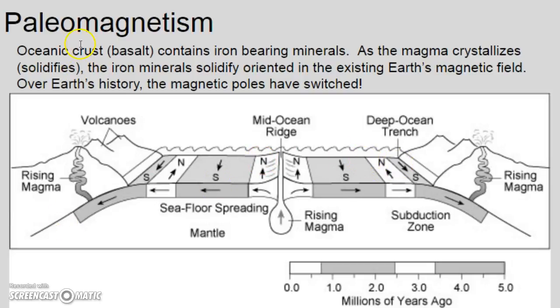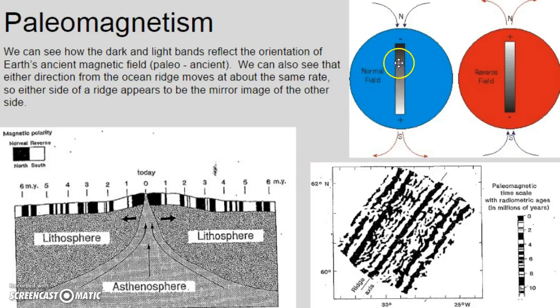So paleomagnetism is a way in which you can use the ancient oceanic crust to determine the Earth's magnetic field. The magnetic field over time has switched directions. The magnetic North Pole has not always been where it is today. It has actually flipped back and forth, so we call it normal and reverse polarity, or reverse fields. We can see how the dark and light bands reflect the orientation of the Earth's ancient magnetic field, right? Paleo means ancient. And we can see that either direction from the ocean ridge moves at about the same rate.